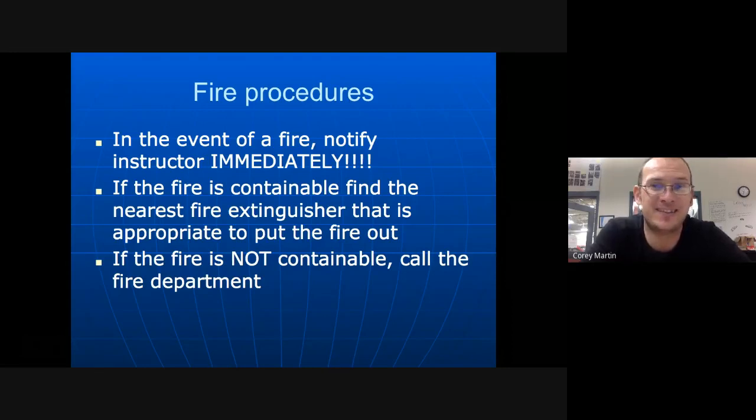If the fire is containable, find the nearest fire extinguisher and put the fire out. If the fire is not containable, meaning that it's rapidly getting bigger and you can't control it, just pull the fire alarm and call the fire department immediately. That's what they're for, they will come handle it.